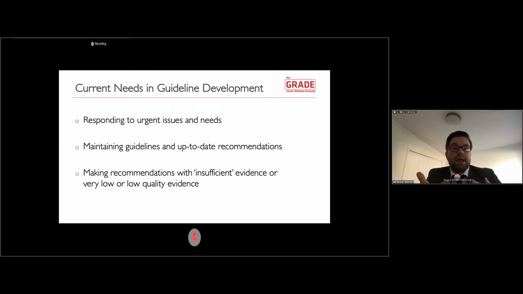In terms of guideline development, it's a resource-intensive activity. So, of course, low resource settings, in terms of both methodological skills and in terms of funding, may use adaptation methods, such as the one I mentioned, to produce guidelines.